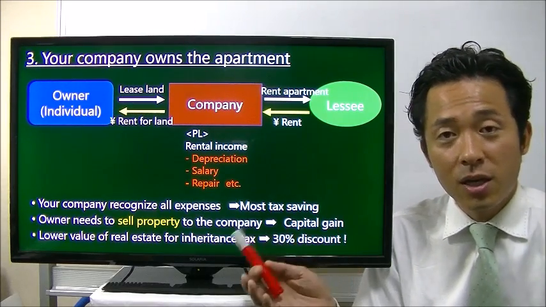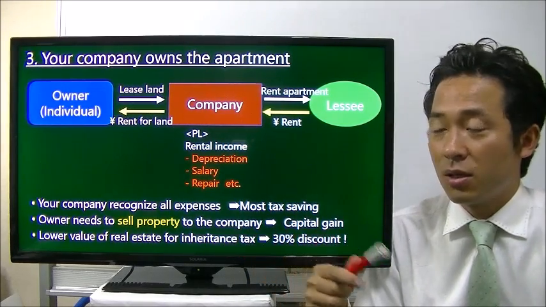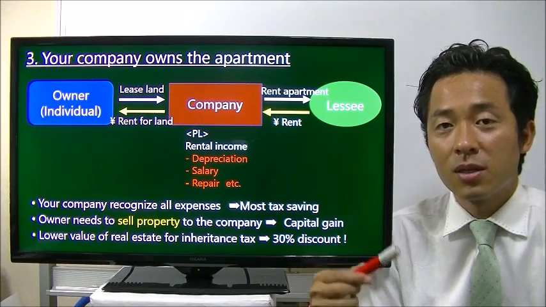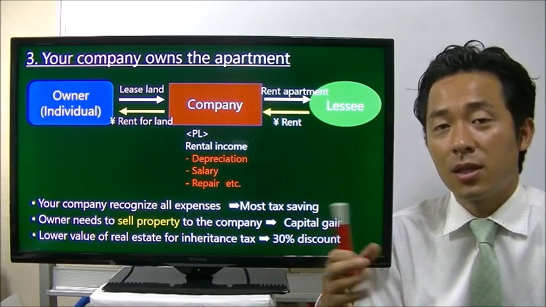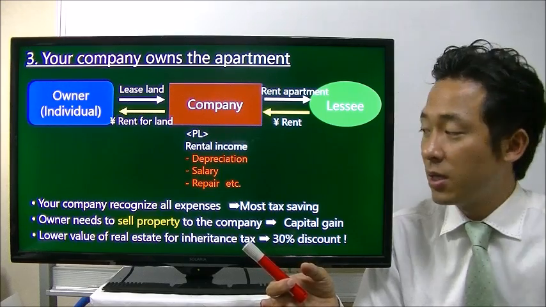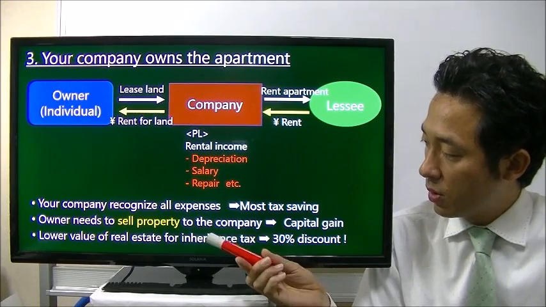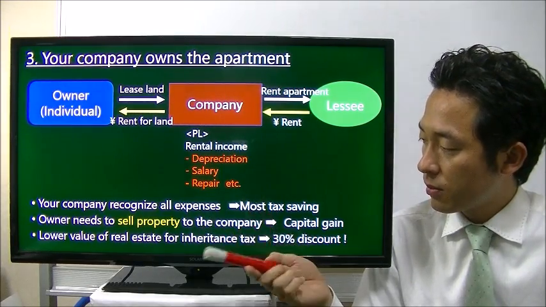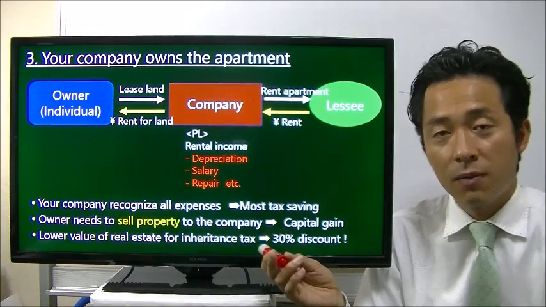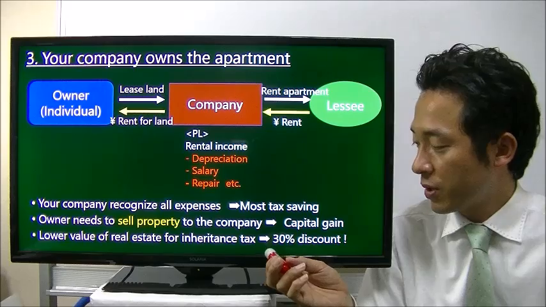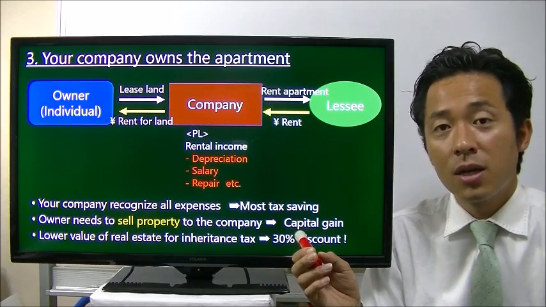And from the inheritance tax perspective, the value of the apartment is lower than the house for the living. So if the apartment is rented out, the evaluation will be 30% lower than the normal.